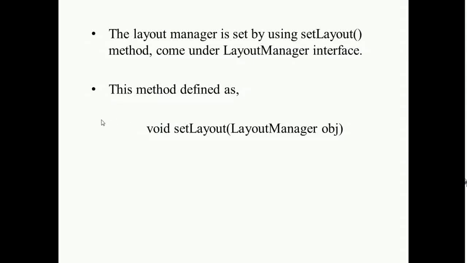Now see the syntax of the setLayout method. void setLayout(LayoutManager obj). The obj is an object of the desired layout manager. To disable the layout manager, pass null to the setLayout method, and then align the components manually by using the setBounds method. Normally, to avoid aligning components manually, we use the layout manager.